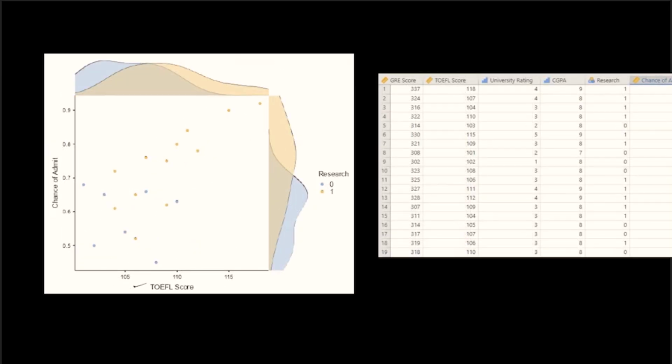TOEFL score. Now, again, you can see the pattern around this group: a higher TOEFL score, and they did their research as well. They're more likely, with a higher chance, to join the university. So this is a multivariate analysis. I'm bringing 1 variable, 2 variables, 3 variables in the same graph.